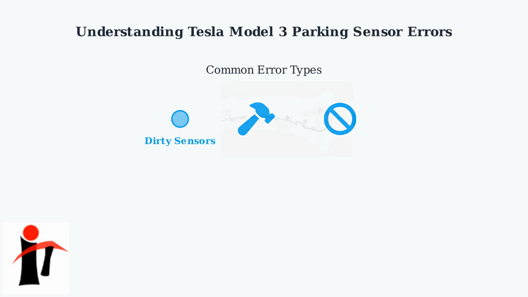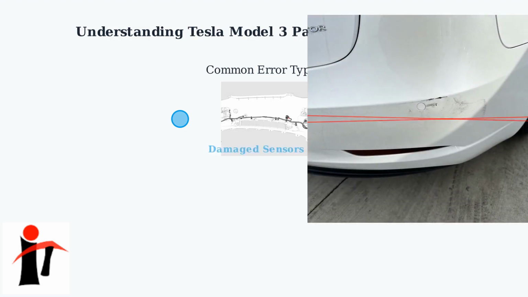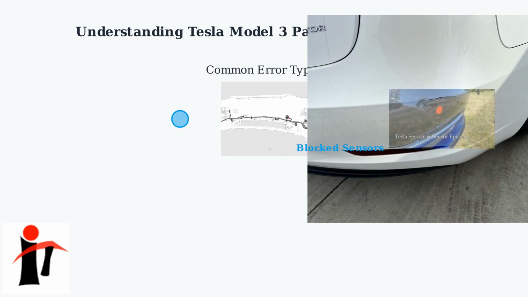Dirty sensors are the most common issue, caused by mud, ice, or debris that obstruct the sound waves. Damaged sensors result from physical impacts, such as collisions with curbs or other objects. Blocked sensors are due to obstructions like bike racks or aftermarket accessories that interfere with the sensor's field of view.